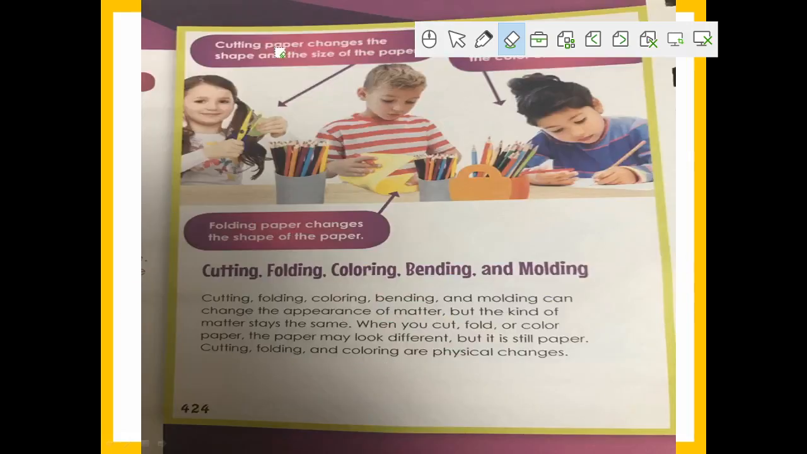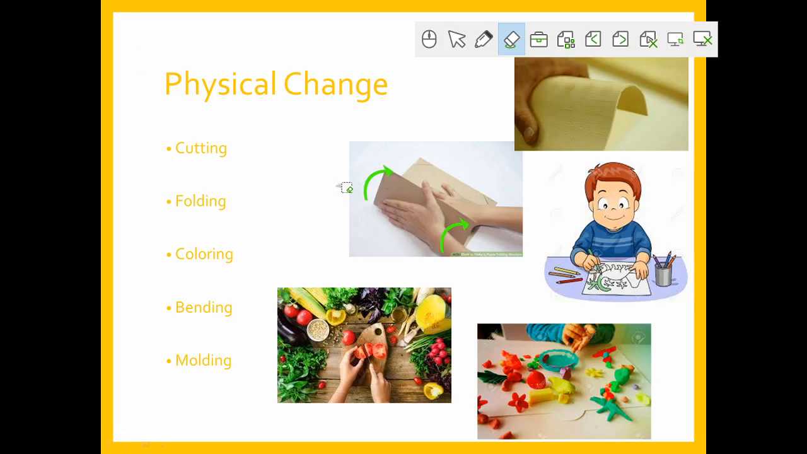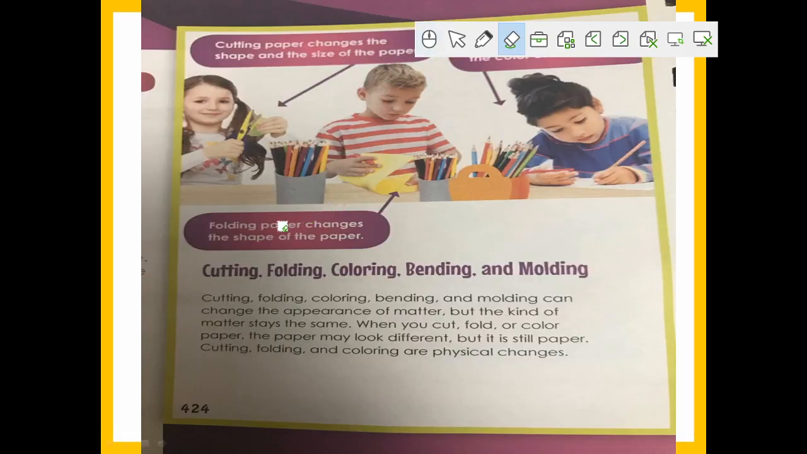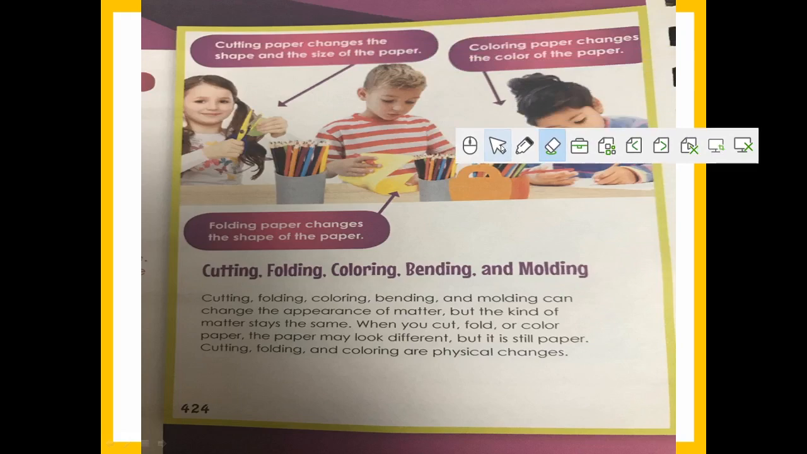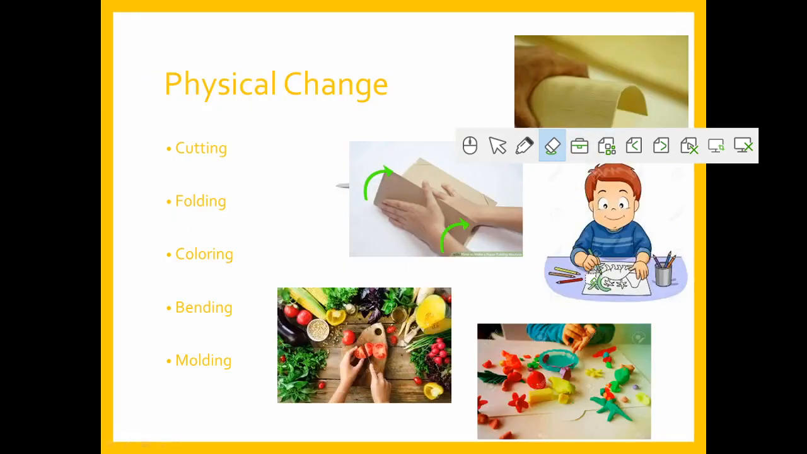Look here. Cutting paper changes the shape and the size of the paper. I said for you, change the size and the shape. Folding paper changes the shape of the paper. Look, he's folding. Coloring paper here changes the color of the paper. Look at the girl, she's coloring the paper. Like this boy, he's coloring, so he's changing the color only.